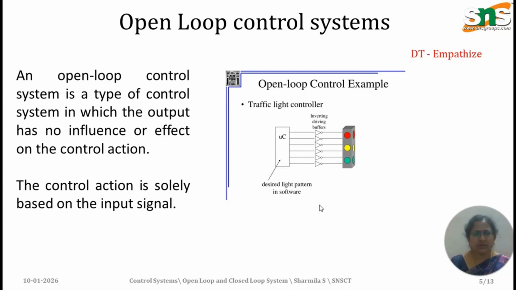Another example of an open loop control system is the electric hand dryer. Once the button is pressed, the dryer runs for a fixed amount of time, irrespective of whether the hands are dry or not. This makes the system simple but not very accurate.